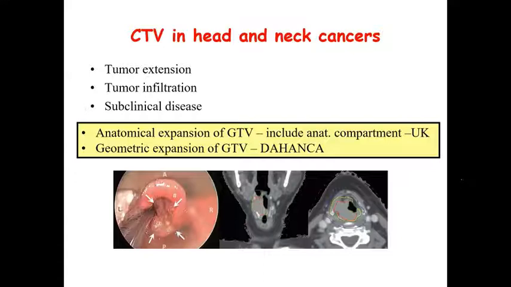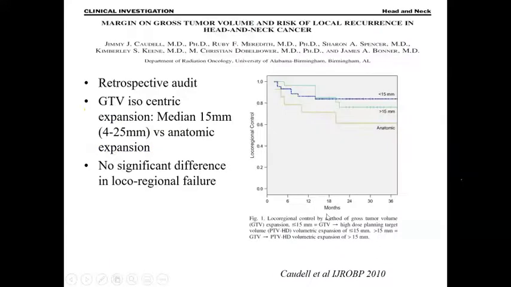So geometrically, they tend to expand, say, by about 10 millimeters all around the tumor, which is what you see in this particular CT slice, at the coronal and the axial slices. So how did we arrive at this figure of 10 millimeter? It didn't happen entirely empirically, but based on the retrospective studies that we have available in literature.